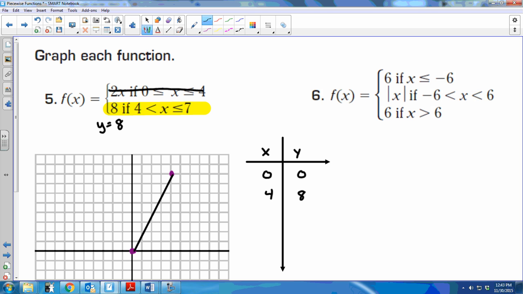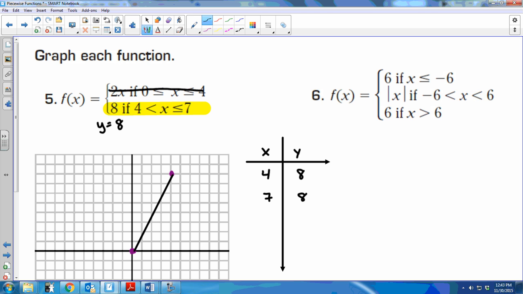Horizontal line, right? The horizontal line at 8. Again, we have to make sure we include the endpoint. Okay? So again, I'm going to use a table. You don't have to use a table. My endpoints are 4 and 7. So at 4, y would be 8, and at 7, y would be 8, because it says y equals 8. And everything between would be 8.